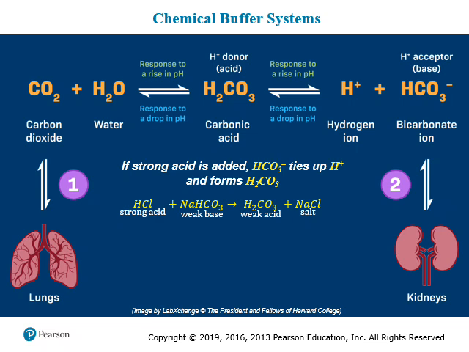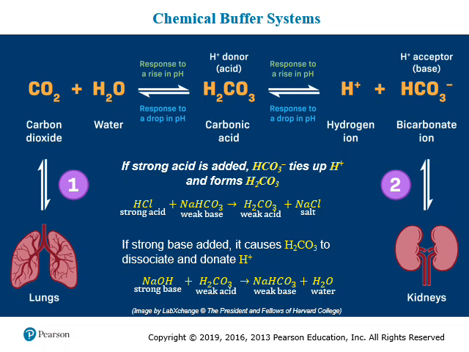And hydrochloric acid plus your weak base will form a weak acid plus salt. This is actually how the buffering system would happen. On the other hand, if a strong base is added, it causes the bicarbonate to dissociate and donate the hydrogen ion. This is where your strong base, sodium hydroxide, plus your weak acid will form a weak base plus water. This is actually how it does its buffering.